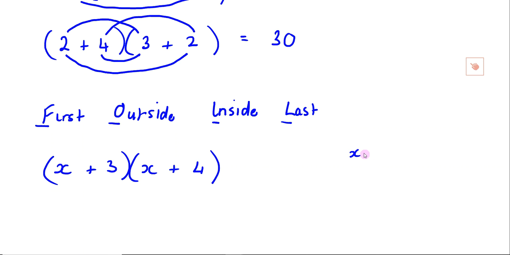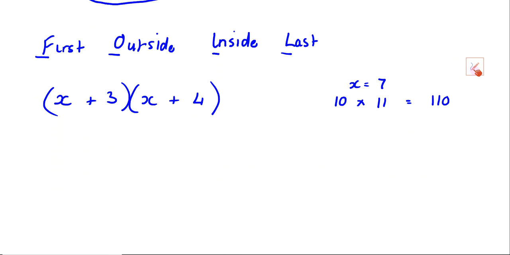If I said to you x is 7, what would it become? 10 times 11, which would be 110. But that's only any good if I tell you that x is 7. What if x isn't 7? What if it's something else? Well, this is what you've been doing.